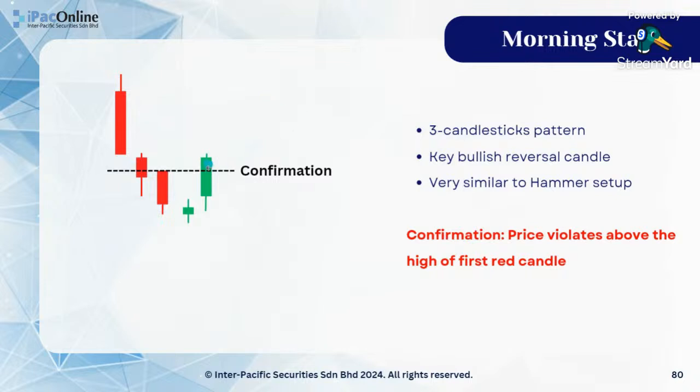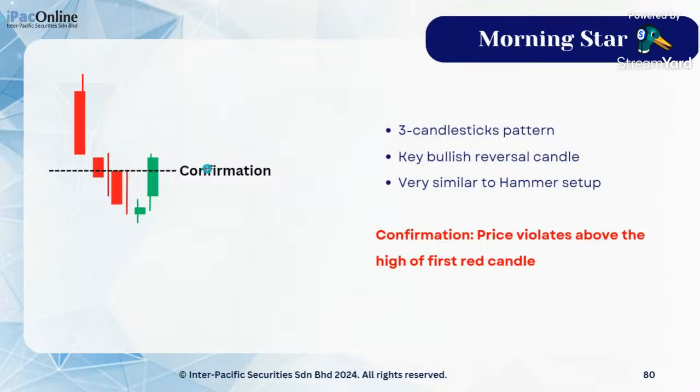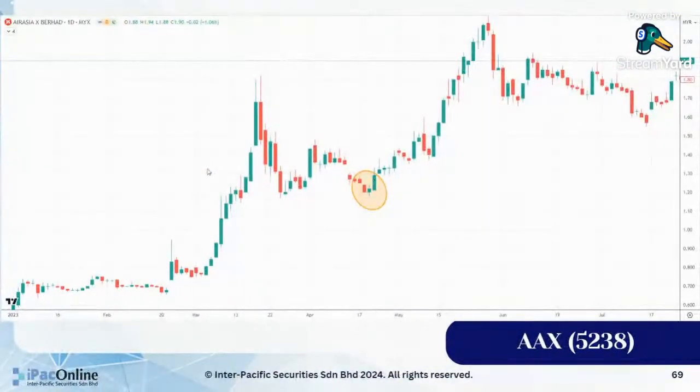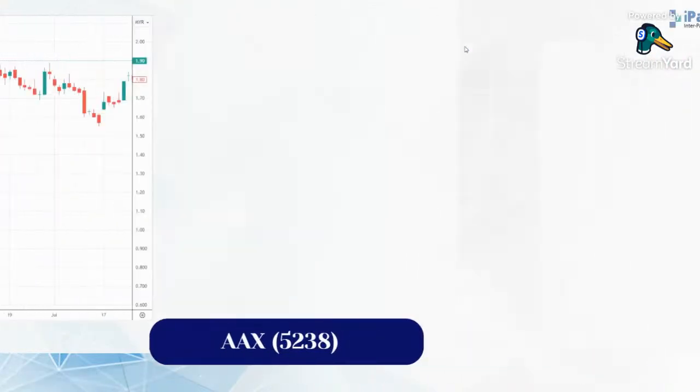Similarly on Morningstar, it's looking at the high of the first candle to trade higher. For AX, we can see after the recent selling it formed small candles and then was followed by a strong buying breakout, and from that it formed into a Morningstar pattern.